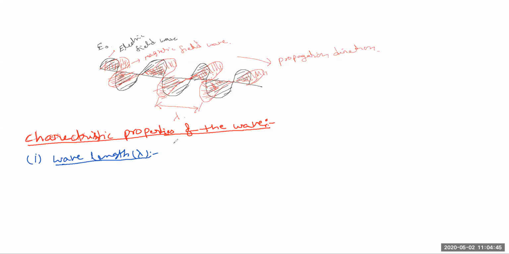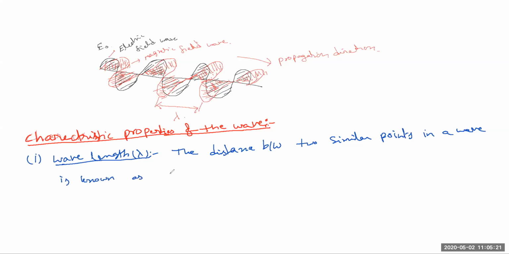The wavelength: what is the wavelength? Note down. The distance between two similar points in a wave is known as wavelength.